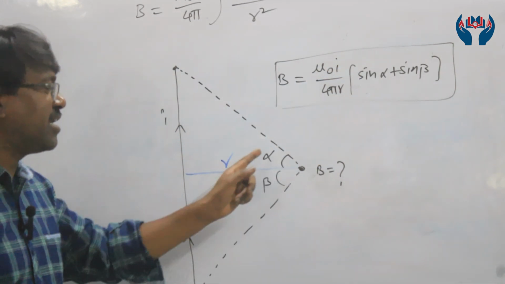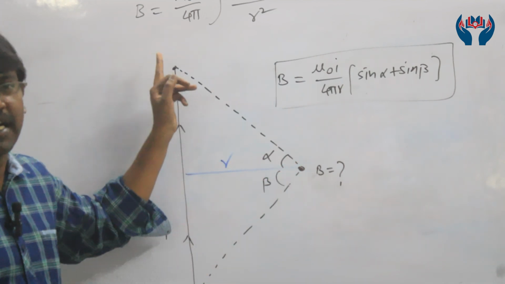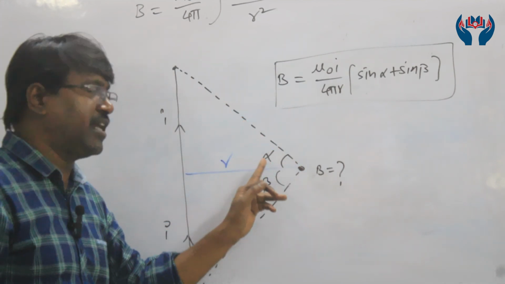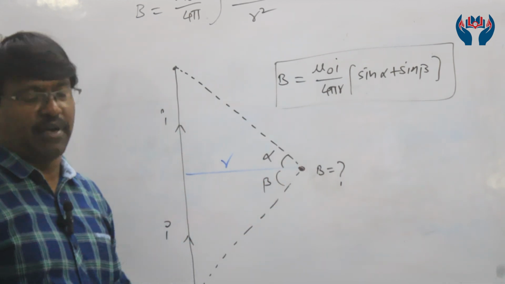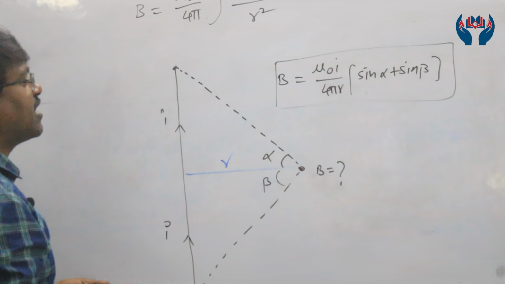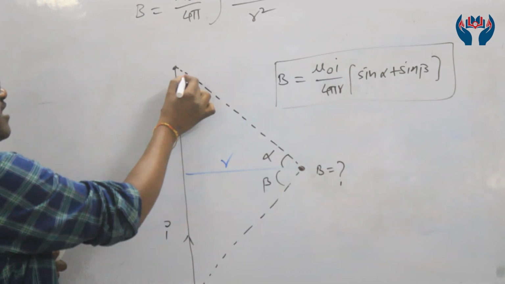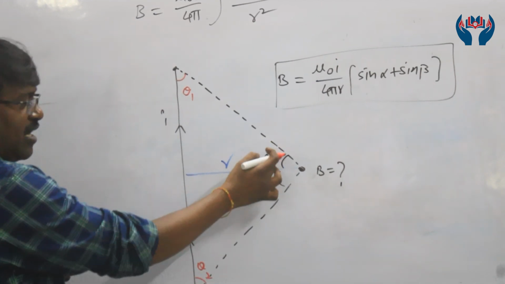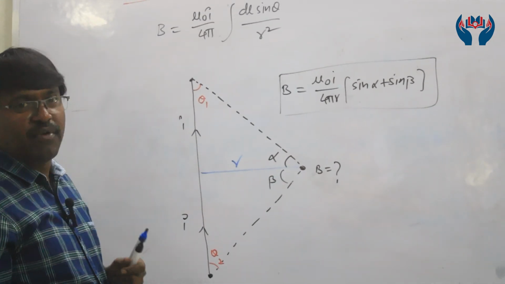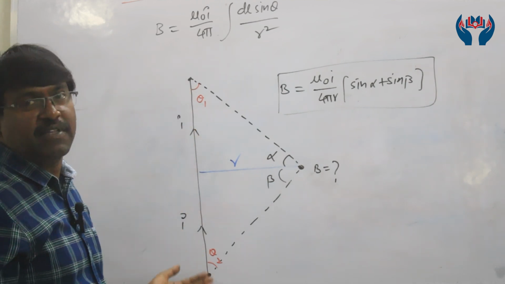Here alpha and beta are the angles at the measuring point. One end of the conductor makes an angle alpha at the measuring point, and the other end of the conductor makes an angle beta at the measuring point. Suppose at the ends of the conductor we consider the angles theta 1 and theta 2. So alpha and beta are angles at the measuring point, and theta 1, theta 2 are angles at the ends of the conductor.